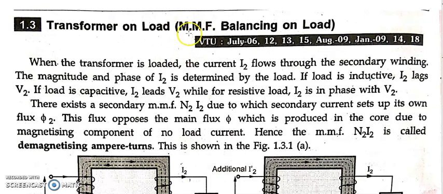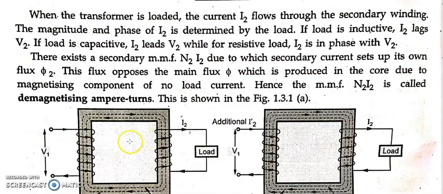And one more thing, MMF is characterized by the formula ampere turns, that is number of turns into current. So it is the product of number of turns N and current. If I want to calculate MMF in the primary circuit, then it will be N1 into I1. If I want to calculate MMF in the secondary circuit, then it will be N2 into I2. Where this is the primary circuit where I am going to connect the AC supply, and this is the secondary circuit, where I am going to connect the load.